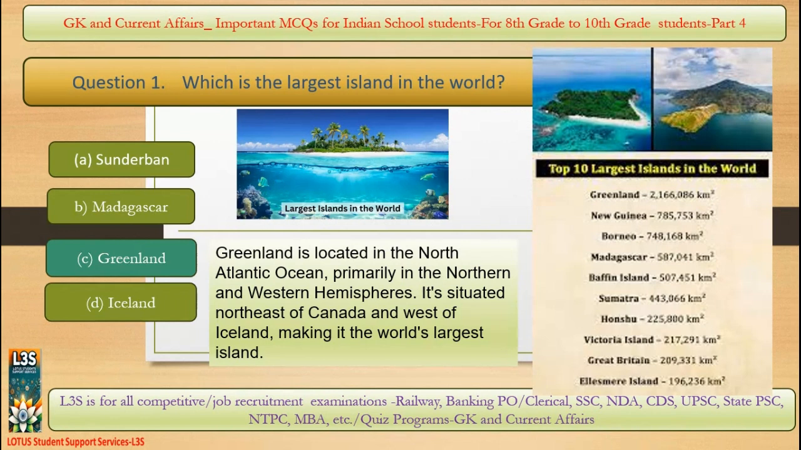If we see the list of largest islands, Greenland is number one, then New Guinea, then Borneo, Madagascar, Baffin Island, Sumatra, Honshu, Victoria Island, Great Britain, and so on.